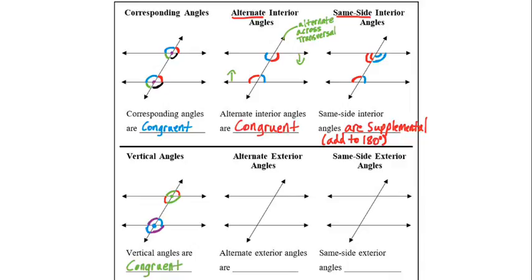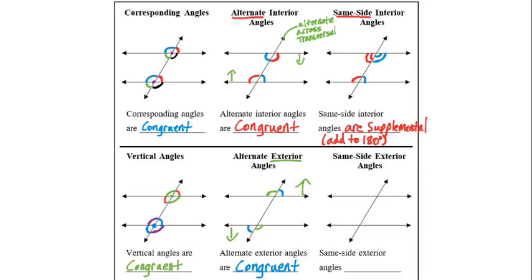All right, now let's talk about alternate exterior angles. So that word exterior means that we are outside of these lines. So I can ignore everything within the lines here. So alternate exterior angles are going to be congruent to one another, which means that they have the same measure.